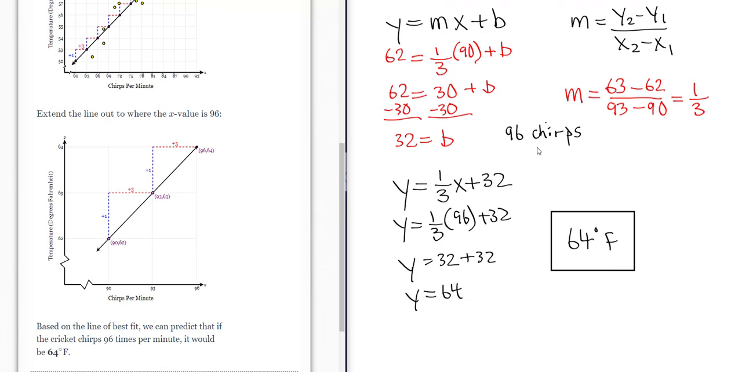So you'll get two types of problems. The first type is once you come up with your equation, they'll give you an x value to put in. The other type is they'll give you a y value to put in.